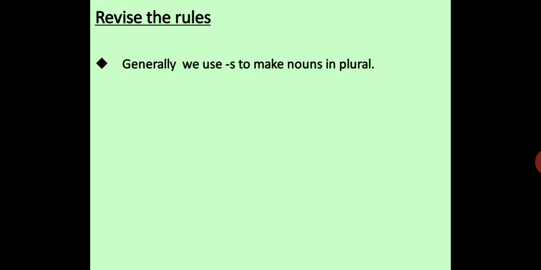In our previous two lectures, we learnt 5 rules of plural forms, how to make a noun in a plural form. Let's revise the rules. The first rule is generally we use s to make nouns plural. In this rule, we add only s to the noun to make it in a plural form.